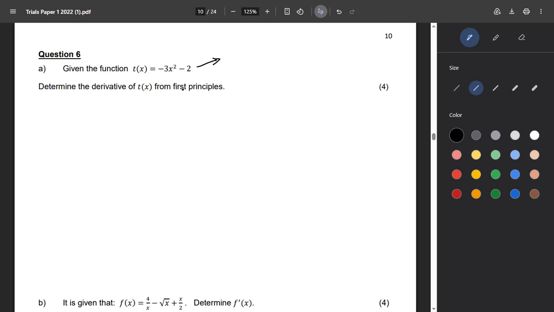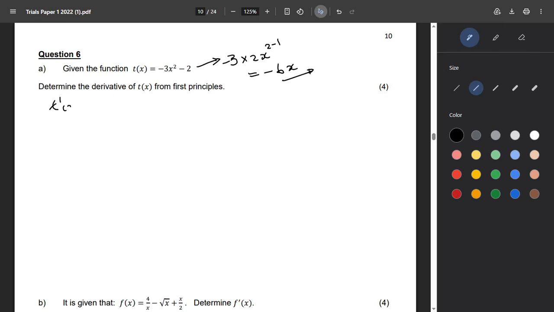Before I do the first principle, I'm going to derive this using the rules. So this will be minus 3 multiplied by 2x to the power 2 minus 1. And then the derivative of minus 2 is 0. So the answer should be minus 6x. If I find the derivative from first principle and I don't get this, then that's when I can see that I've made a mistake. Then I'll go back and review my answer.